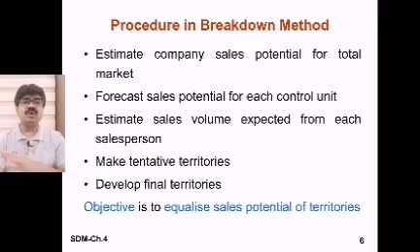So like that you arrive at the targets or the budget for each person. And that is how you make the sales territory. Okay, and then you develop the final territories. So here also the objective is to equalize the sales potential of territories. So Mumbai has a potential, Chennai has a potential, Bangalore has a potential. So based on the potential of the territory, you assign the targets. That is how the territories are made. So you have 2 methods: the build-up method and the breakdown method.